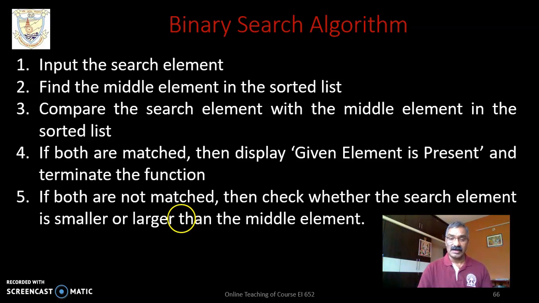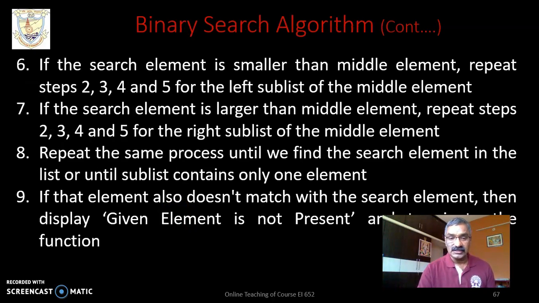Whether the search element is smaller or larger, go to a sublist. So these are the 3 steps which are to be repeated for the left sublist if the search element is smaller than the middle element of the entire list. Then if the search element is larger than the middle element, repeat steps 2, 3, 4, 5 for the right sublist of the middle element.